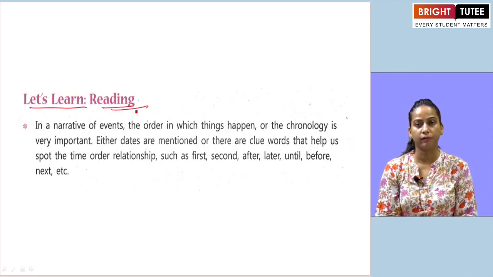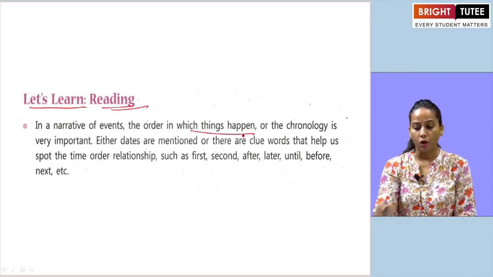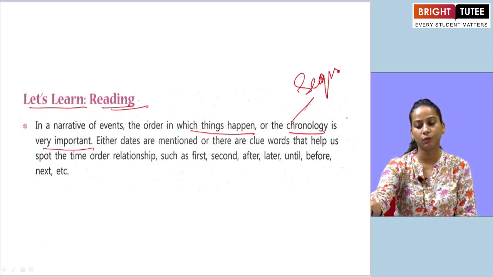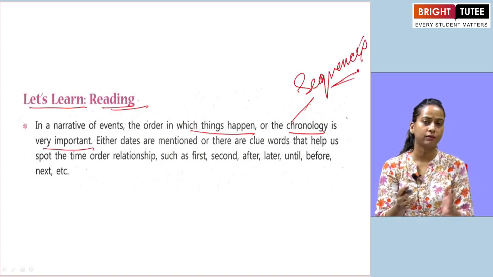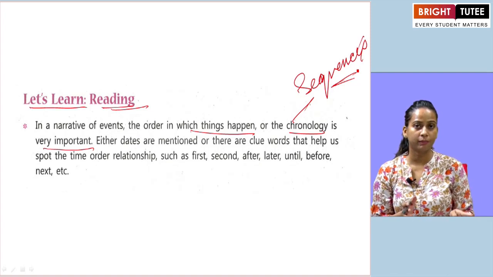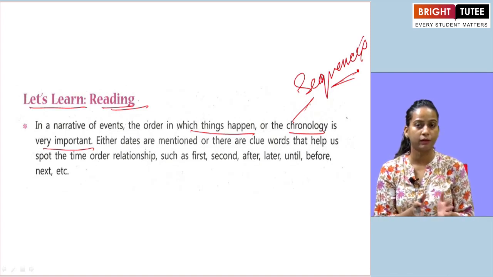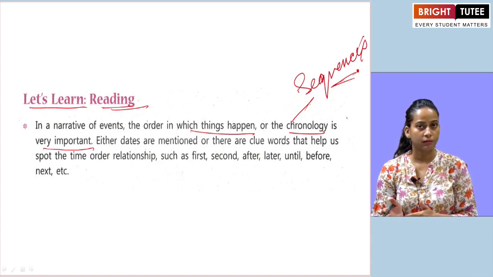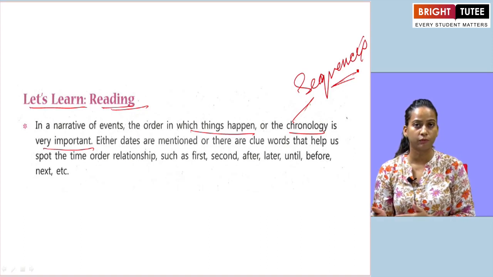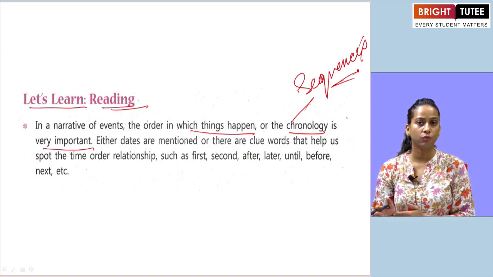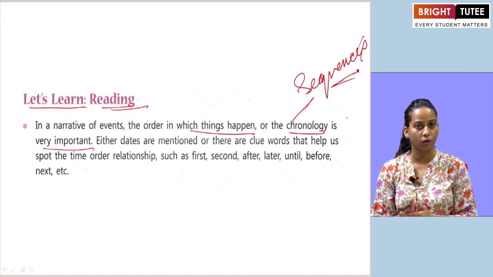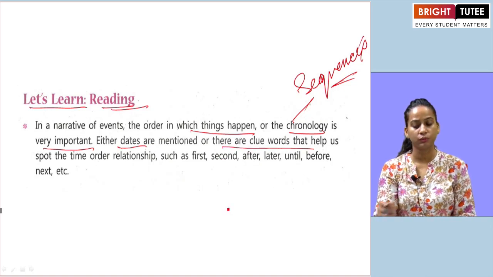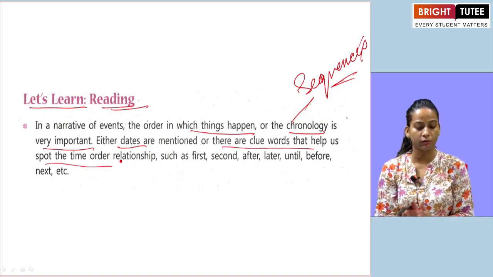In a narrative of events, the order in which things happen, or the chronology, is very important. Chronology means sequencing is very important. Like if you are reading a story, what happened in the beginning, then what other events led to that particular situation, and what was the outcome of that. So, different events will go on, and that is going to be in chronological order or in sequence. Either the dates are mentioned or there are clue words that help us spot the time order relationship.